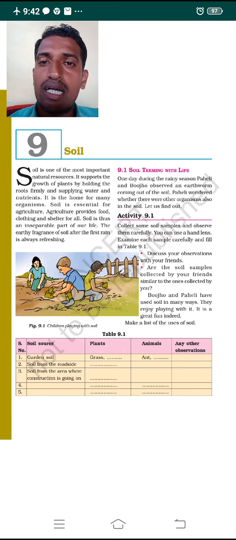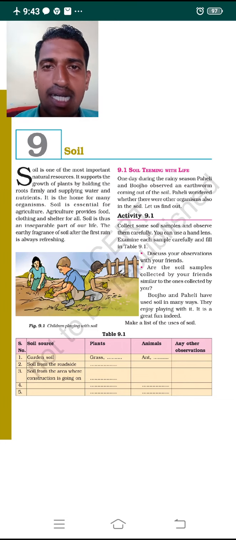Why is agriculture needed? Agriculture gives us food crops. We grow two types of crops, one is commercial crops, another is grains. So the soil provides us with food, and also shelter. By growing cotton and hemp, we get shelter and clothing also.